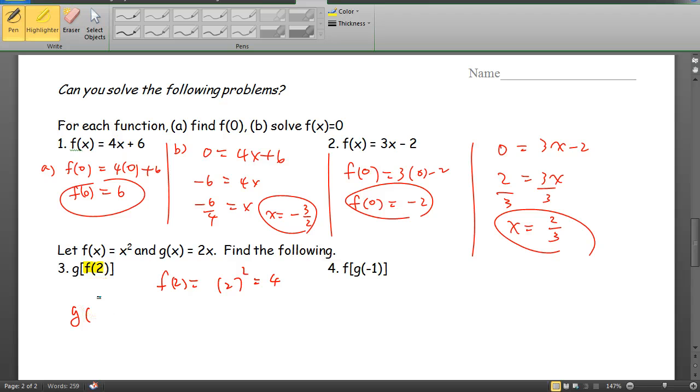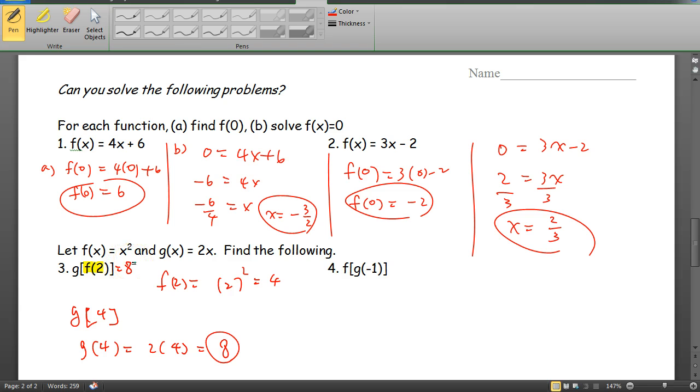Does that make sense? And do we know how to find g of 4? We know what g of x is, right? It says g of x equals 2x, so g of 4 is basically 2 times 4, which is 8. So there you go. We found it. That's the answer. So g of f of 2 is simply 8.